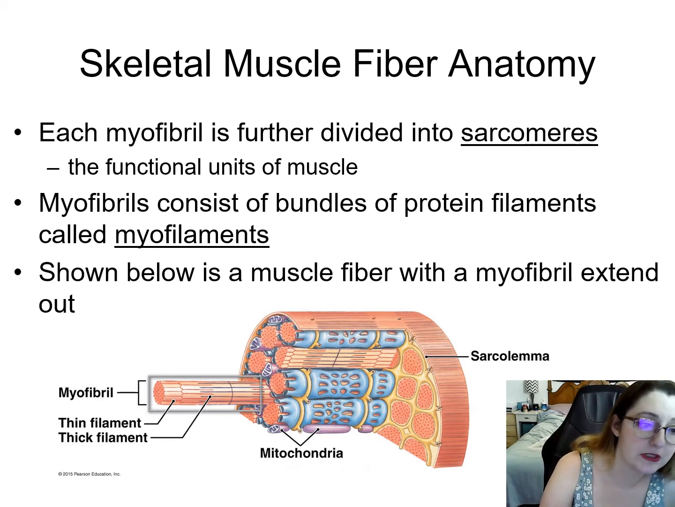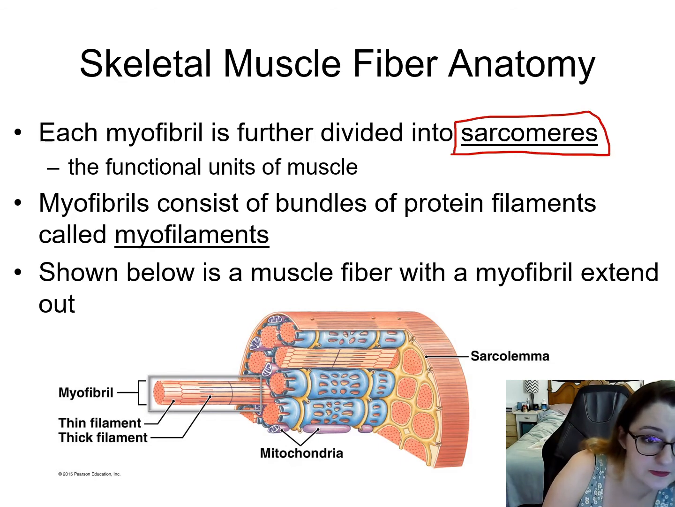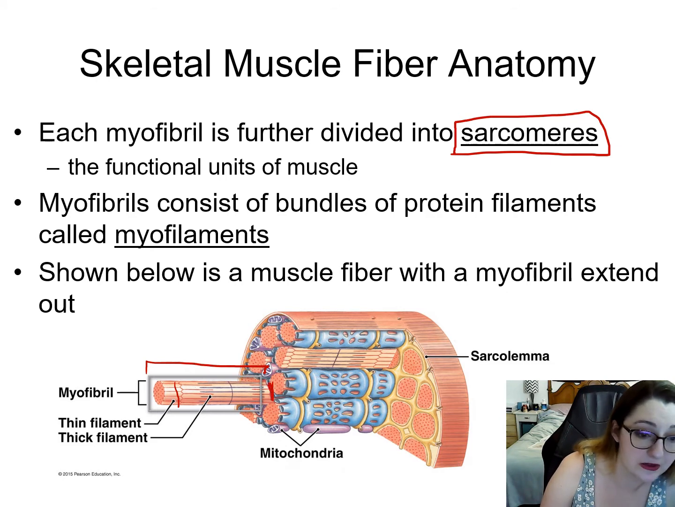So each myofibril is going to further divide into the functional unit of muscles, and that is the sarcomere. So myofibrils will consist of bundles of protein filaments called myofilaments, and that is going to be what makes up the sarcomere. So shown below is going to be a muscle fiber with a myofibril extended out. So this little guy right here. And then if we look even further from this little zigzaggy line to another zigzaggy line that we can't see over here is a sarcomere.